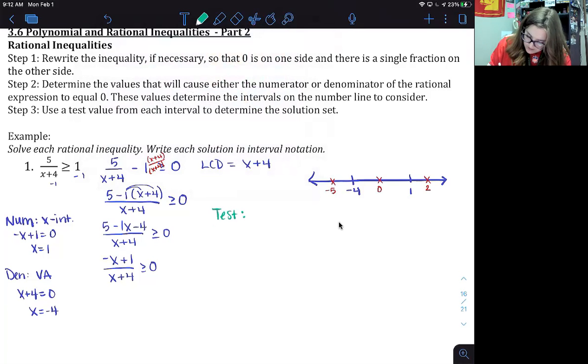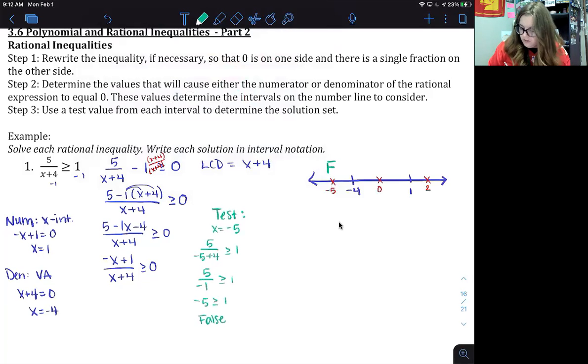So first one, we're going to test x equals negative 5. So we have 5 divided by negative 5 plus 4 is greater than or equal to 1. Well, negative 5 plus 4 is a negative 1. So 5 divided by negative 1 is greater than or equal to 1. Negative 5 is greater than or equal to 1. This is false. So I'm going to put an F above that section.